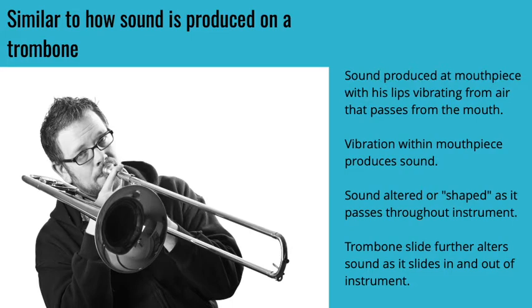Take this trombone, for instance. It's very similar. Sound produced at the mouthpiece with his lips vibrating from air that passes from the mouth. Vibration within the mouthpiece produces the sound. The sound then gets altered or shaped as it passes through the instrument. The trombone slide further alters the sound as it slides in and out of the instrument, changing pitch, and sometimes he puts things in the bell of the instrument to make the sound different.